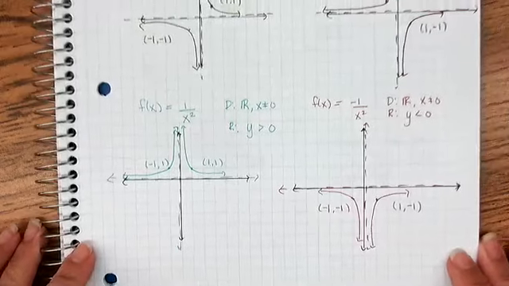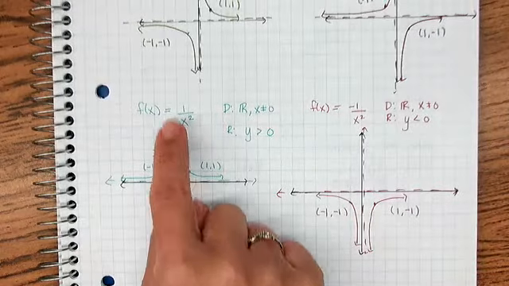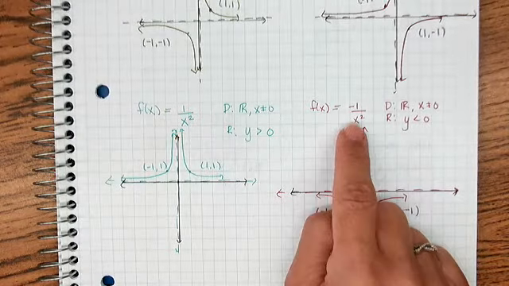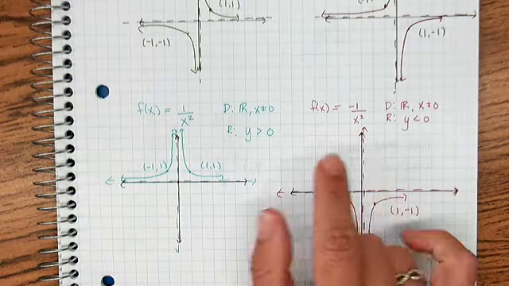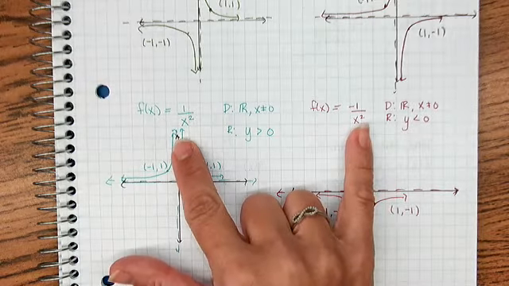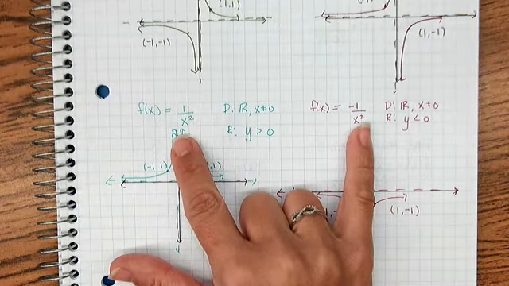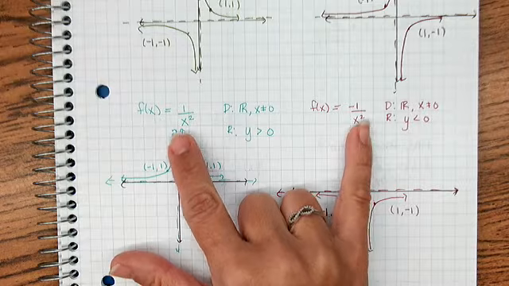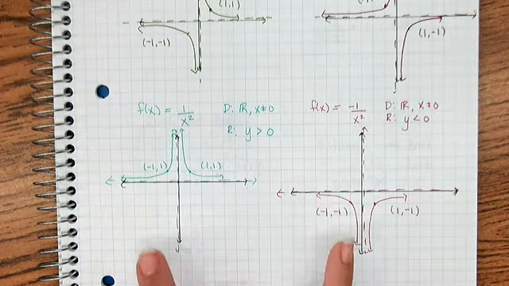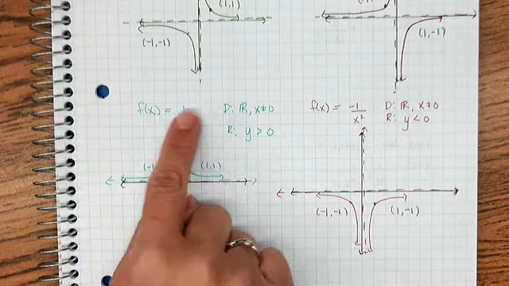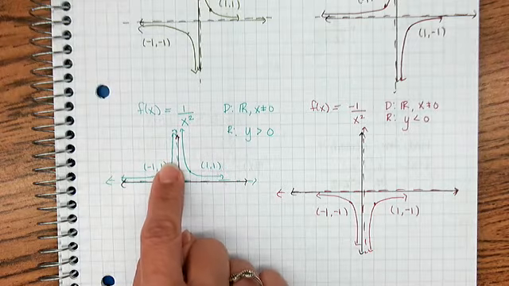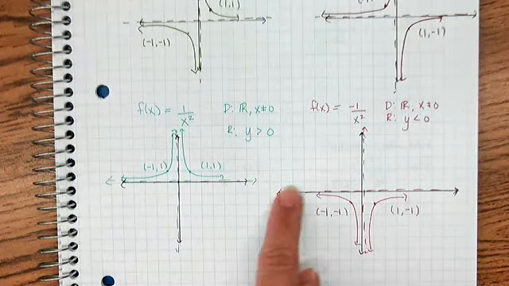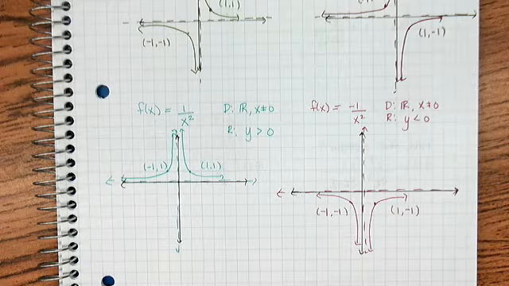Okay. The next 2 parent functions, 1 over x squared, negative 1 over x squared. Again, the domain, x can't be 0. There is nothing that you're going to plug in for x that is going to make y 0. The difference between these 2 functions and the previous is that the whole graph exists in the positive y quadrants. The whole graph exists in the negative y quadrants.